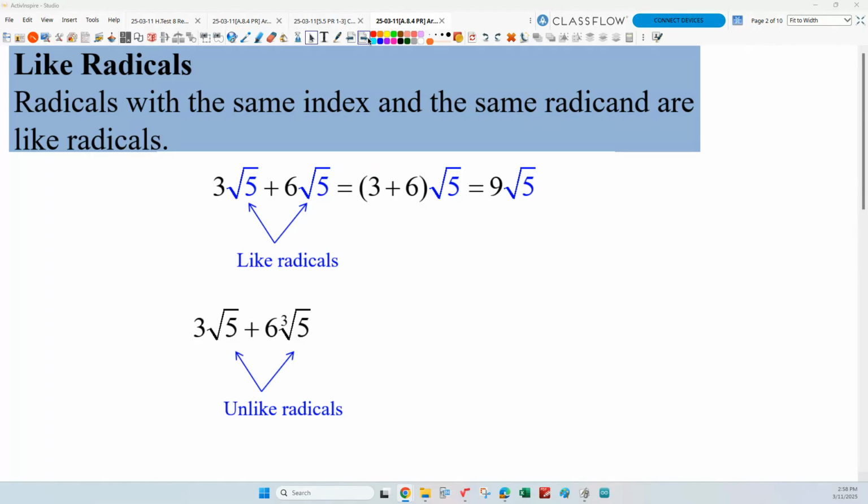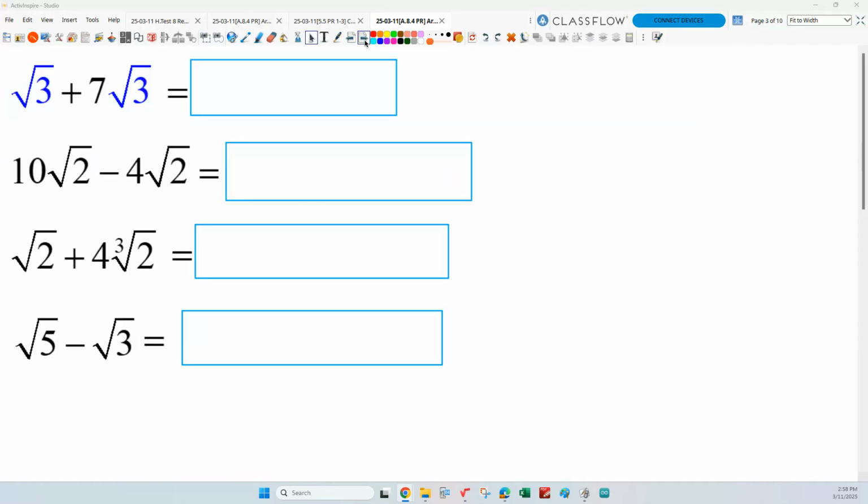Why are the bottom 2 unlike radicals and cannot be added? What's going on? One's a square root and one's a cube root. Exactly. Okay, so let's get a little practice and we'll just kind of build up here. So what's that first one going to be? What do you think? How many square roots of 3 do we have there?